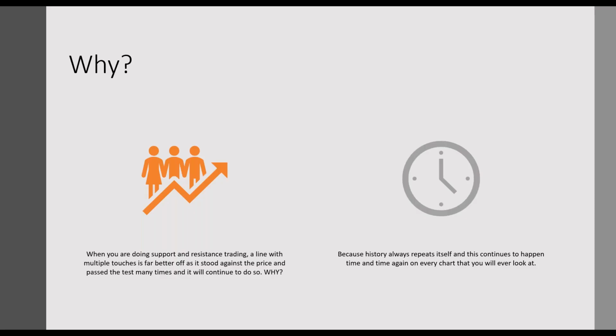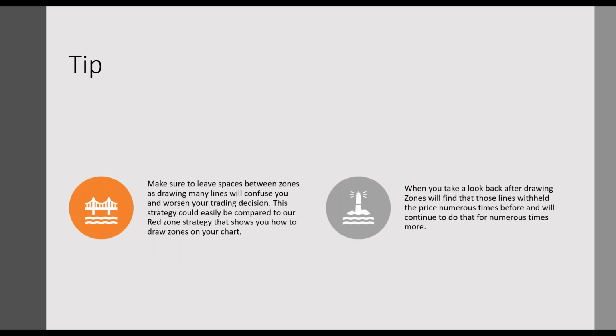When you're doing your support and resistance trading, a line with multiple touches is far better, as it has stood the test of time, because history always repeats itself, and this continues to happen time and again. Until you've actually done this and get yourself to believe that, yes, traders do this over and over again. The price that was crucial 2 years ago isn't necessarily crucial today. But if it was important 2 years ago and then it held out the last time price was in the zone, and held out the time before that, and is as reliable today, it's more valuable.